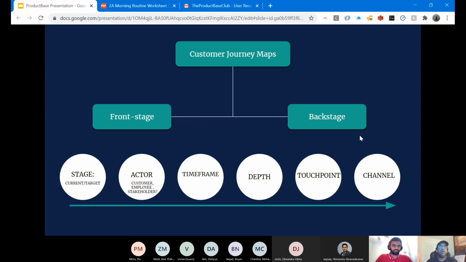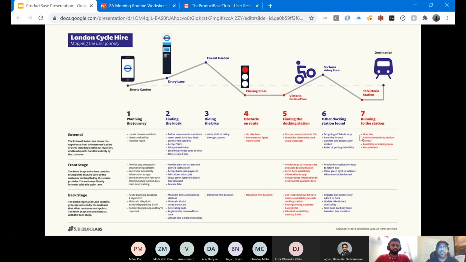What's the depth for this? Is it just talking to the agent? Are you talking to the agent who talks to the backstage staff, talking to the employees in the warehouse? So what level of depth are you looking at? Same thing with touch points, and what channel are you looking at? Is it the website? Is it the in-store experience? Is it the app experience? Being able to know what channel you are focusing on. Once you have all of these ironed out, you can then create your customer journey map.